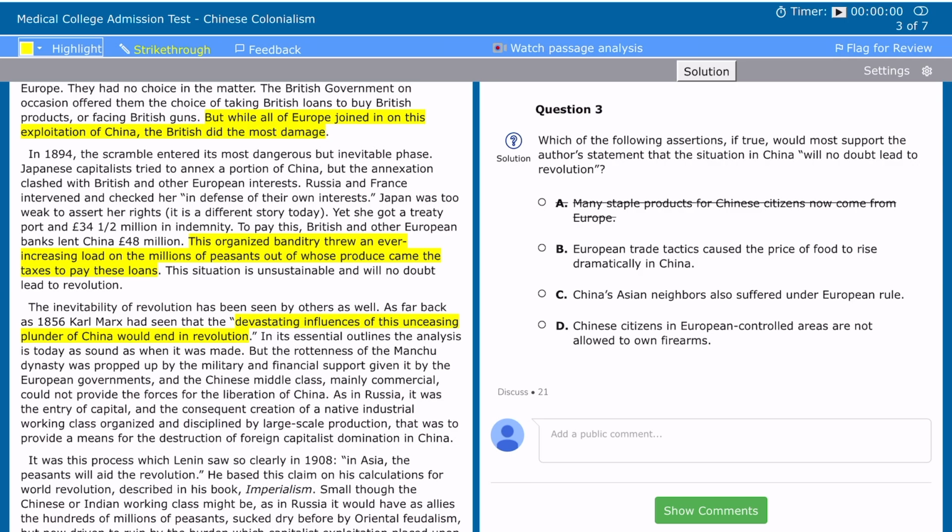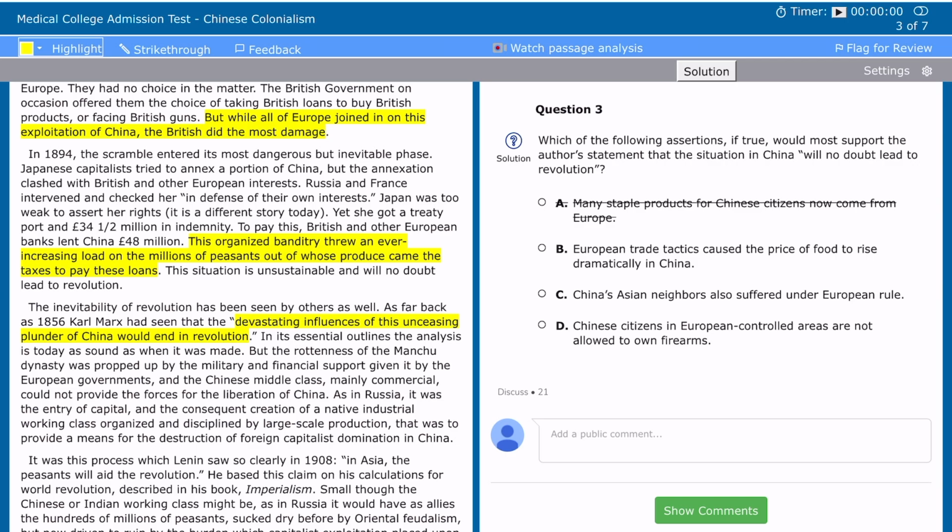B. European trade tactics caused the price of food to rise dramatically in Europe. This assertion would support the idea that it's completely unsustainable. If the price of the food that they're making for themselves keeps rising and rising, this would cause a revolution, as this is completely unsustainable and would cause more taxes upon this produce that they're making.